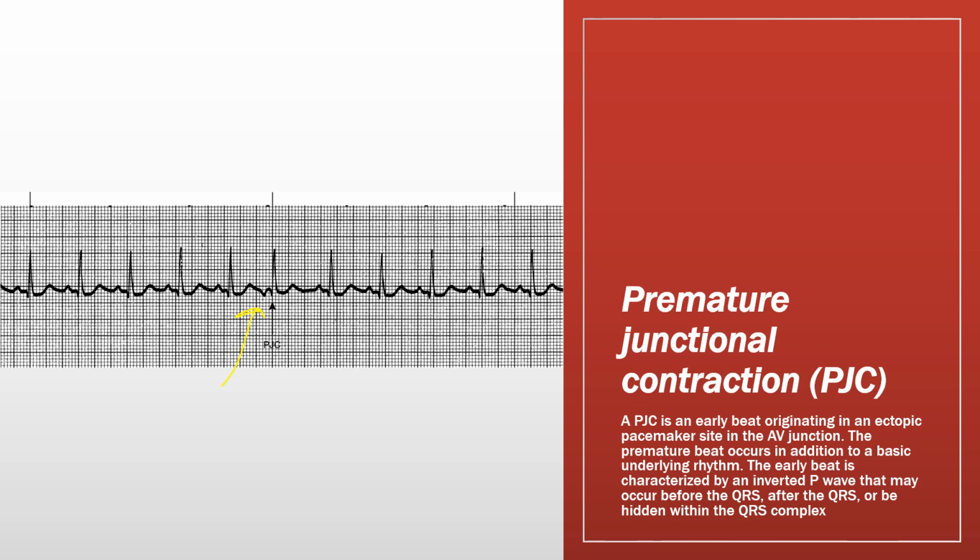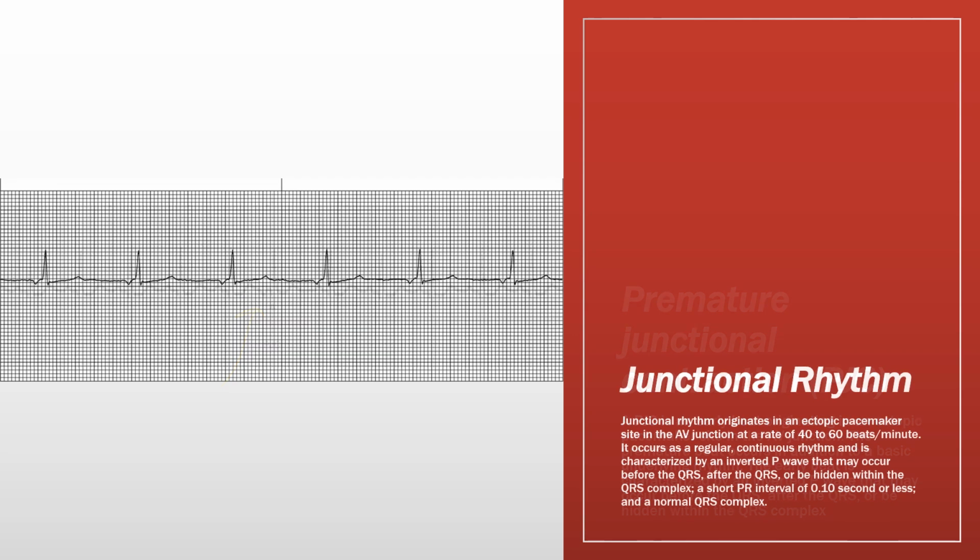Now, do we have to be concerned with this too much? No, they really don't require any treatment at all. If you have a whole bunch of PJCs, someone's just going to try to figure out what the underlying cause is. But really all you need to know is a PJC is an early beat. It's an early junctional beat. And again, we know it's junctional because we have an inverted P wave before, after, or hidden in the QRS.